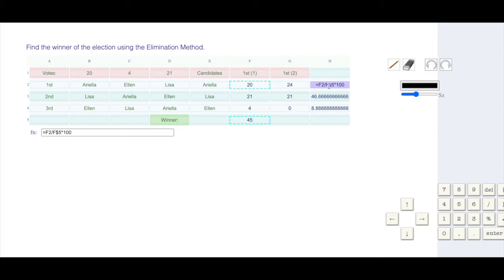Let's see what this is. So instead of F2, I'm just going to change the F to a G. Fill that down. Ariella now has 53%, so Ariella wins. So I'm going to copy her name and paste it in the winner box.